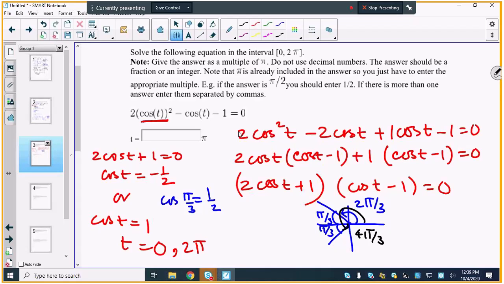So now I have all my answers. So I'm going to write 0 for the first one. 0 times pi is 0.